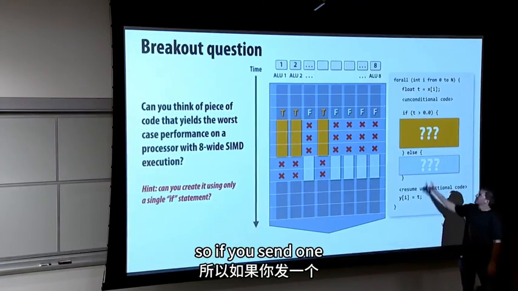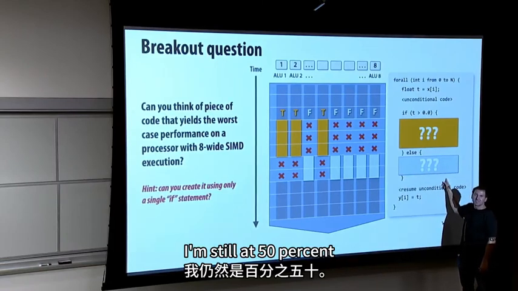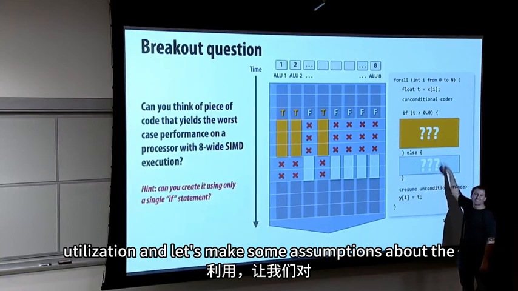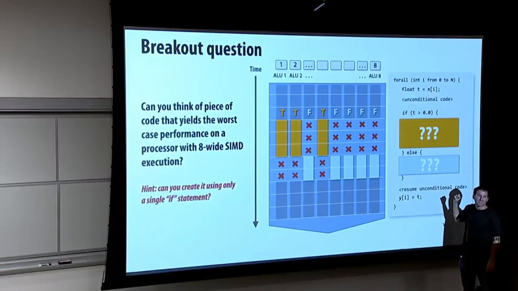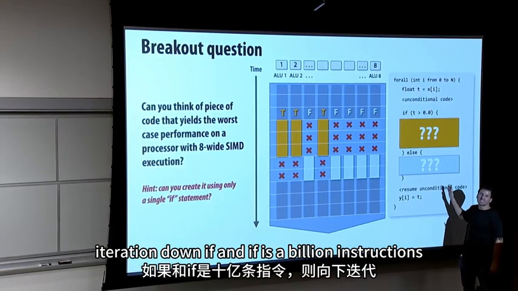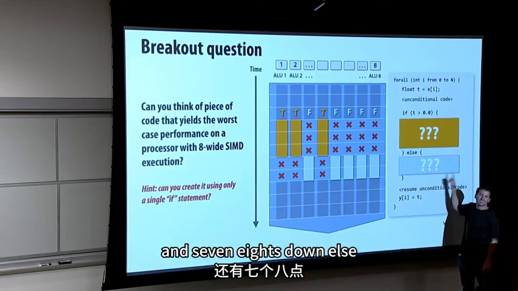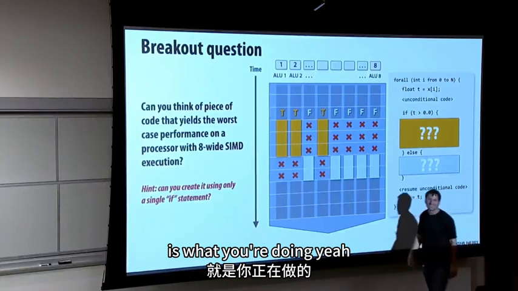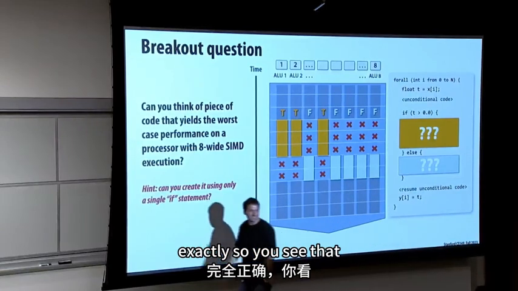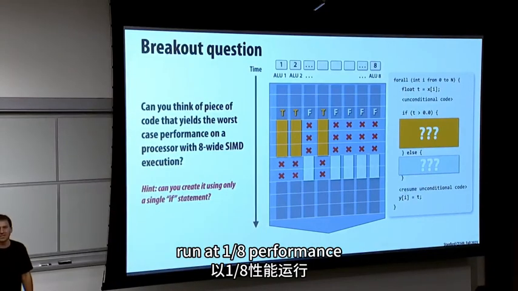We've almost got it. So if you send 1/8 of the iterations down the if, 7/8 down the else, I'm still at 50% utilization unless we make some assumptions about the cost. Yeah, if the if statement takes too long and the else statement. If I send 1 iteration down the if, and the if is a billion instructions, and 7/8 down the else, and that's the cheap path, which is almost the same basically as what you were doing. Yeah, exactly. So you see that? So I can make this chip with an if else run at 1/8 performance.